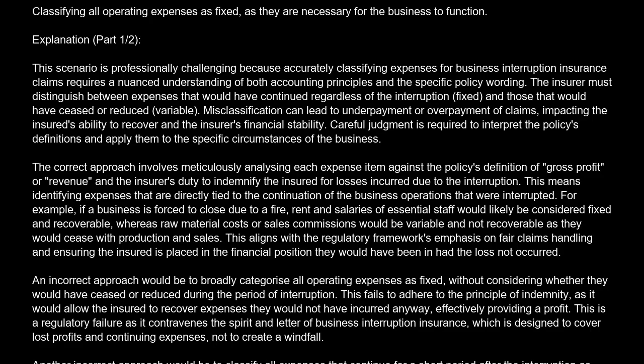The correct answer is B. Classifying all operating expenses as fixed, as they are necessary for the business to function.